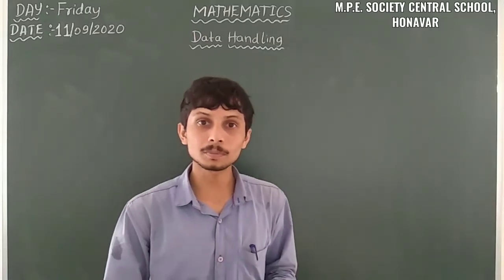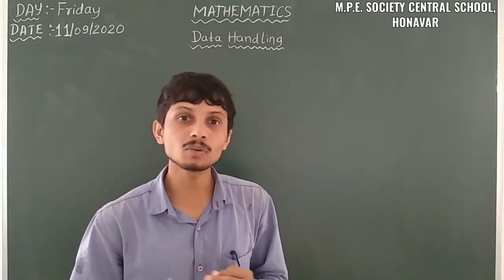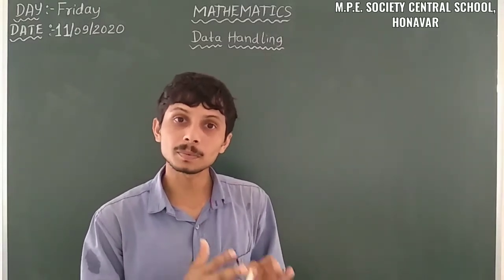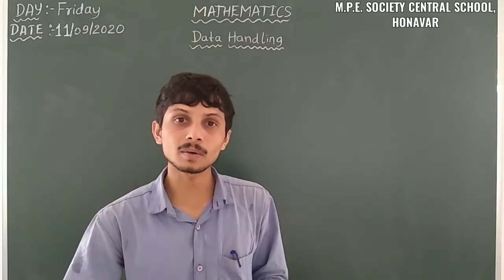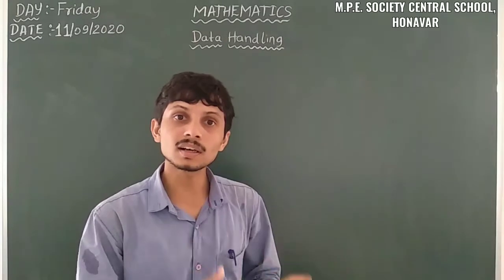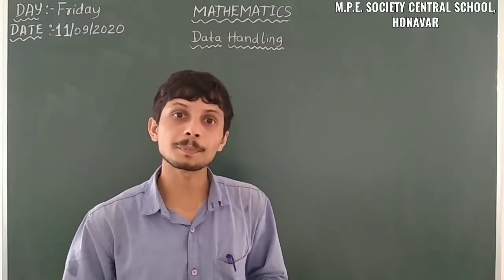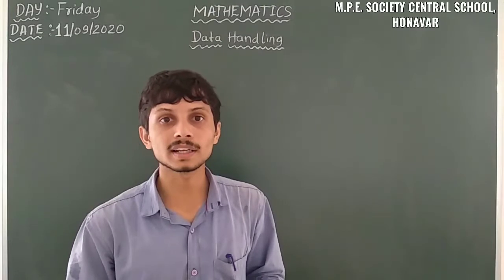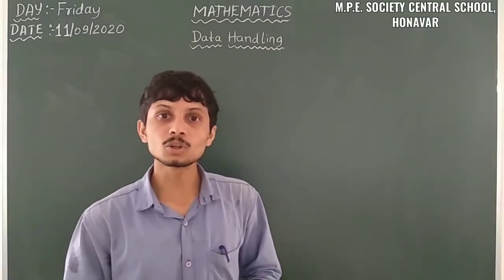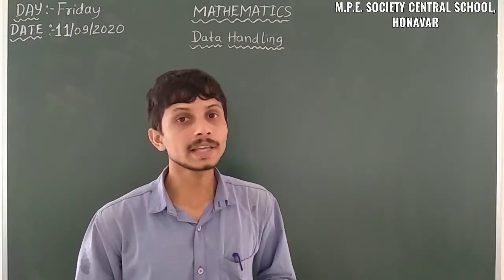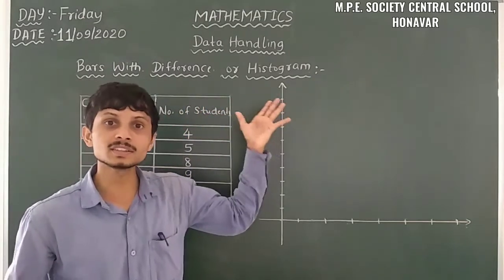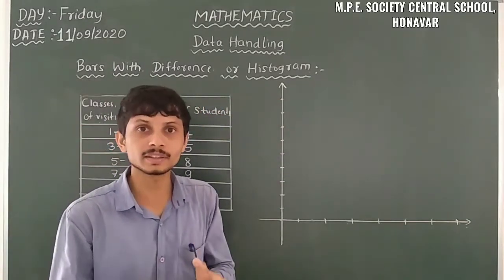After grouping the data and organizing the data, we have to convert that data into the form of a graph where we can easily analyze the values we got. So let us take histogram by taking some examples. Here we are calling it bars with difference, or histogram. We already know about histogram from the first video.